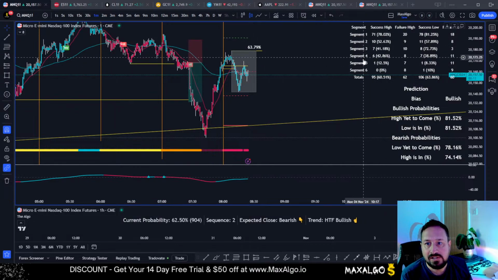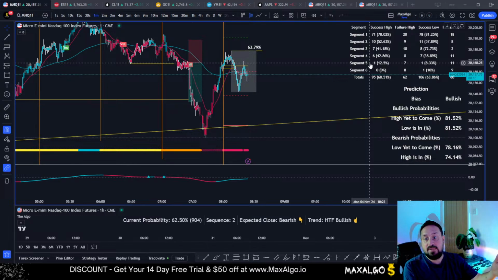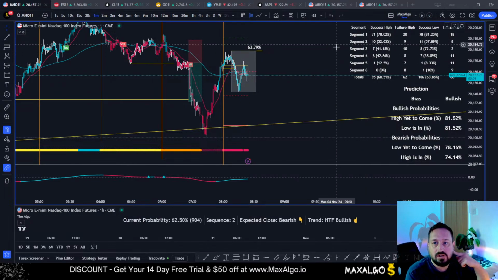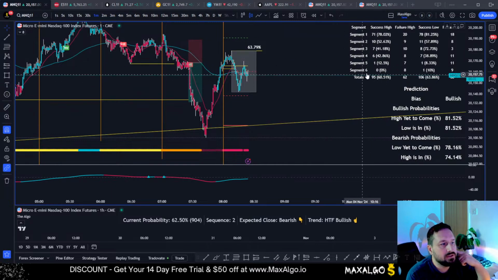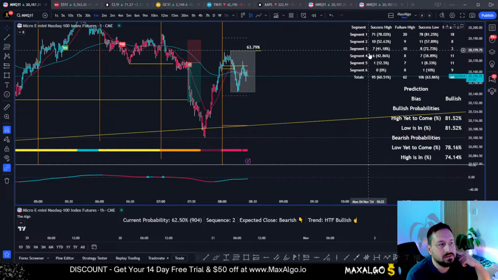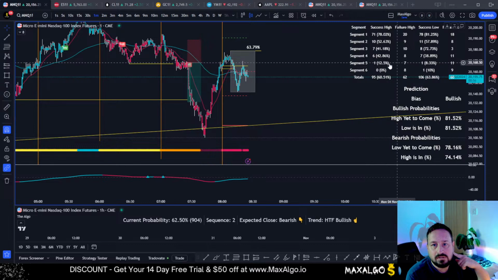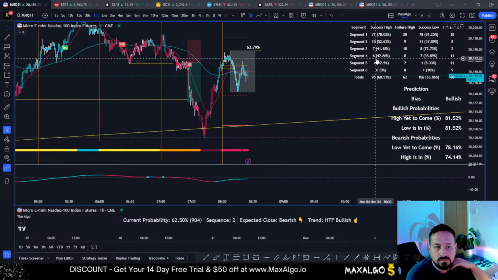So right now, 6 segments in an hour is 10 minutes. So basically it can show you that if we take the high or low, the statistical probability for you. And as you can see, as we get later in the hour, that probability drops. Which makes sense, right?